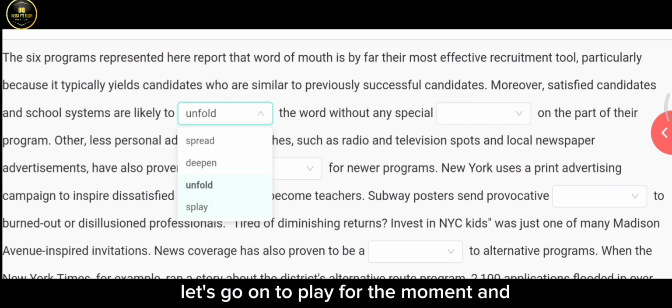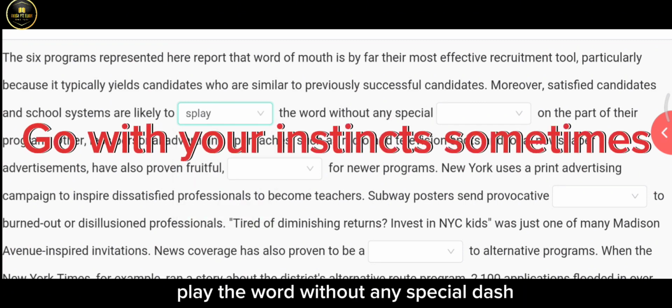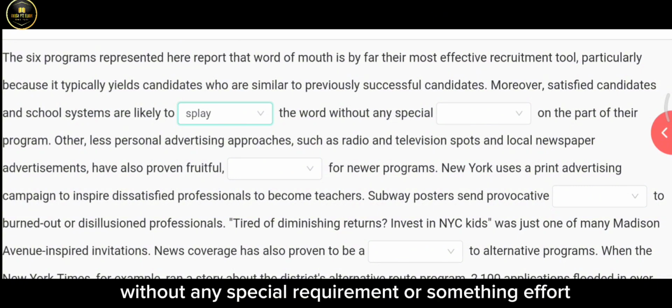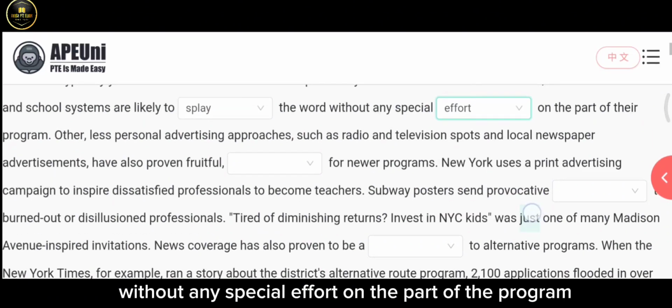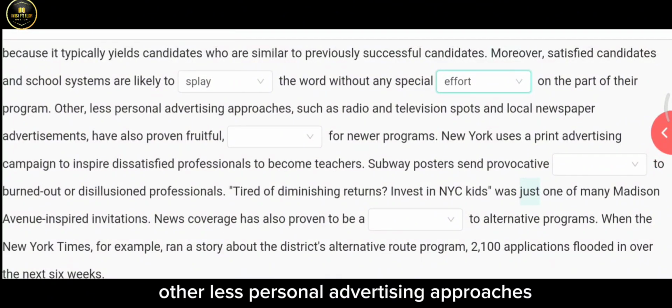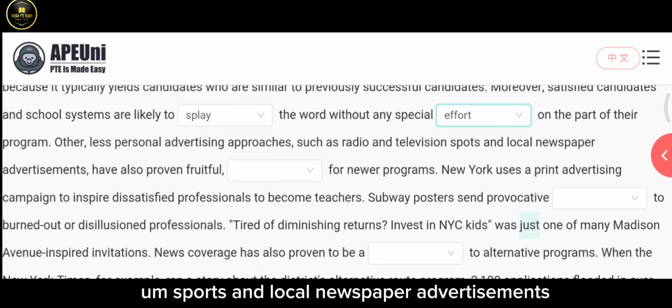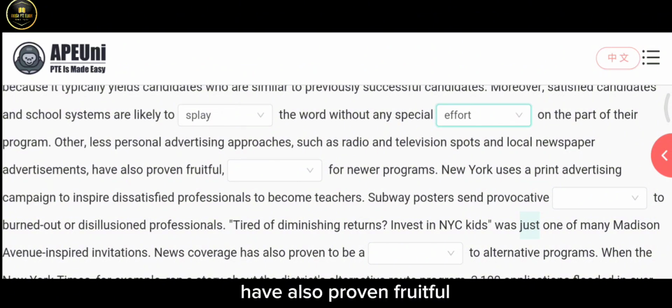Let's go with splay for the moment. Splay the word without any special dash on the part of their program. Any special, any is a determiner that represents there should be a singular noun. So let me check. Without any special requirement or something, effort, you can say, without any special effort on the part of their program. Other less personal advertising approaches such as radio and television, sports and local newspaper advertisements have also proven fruitful dash for newer programs.